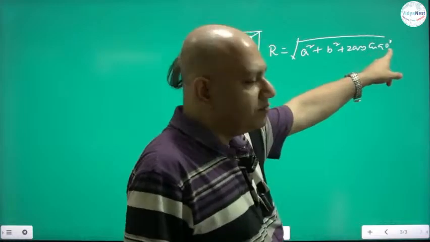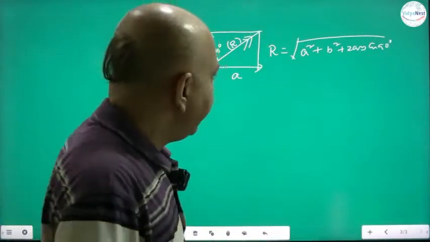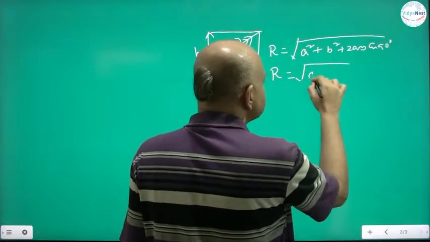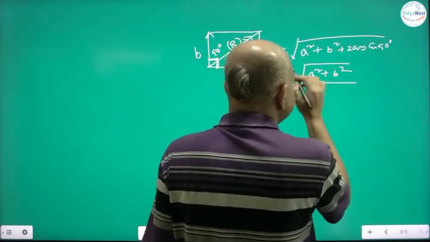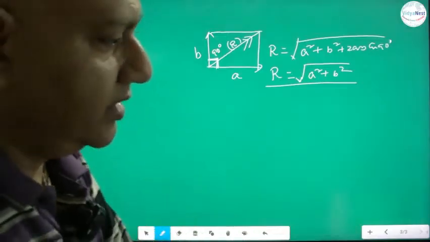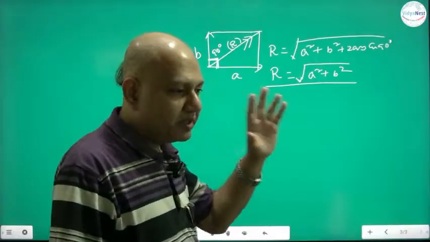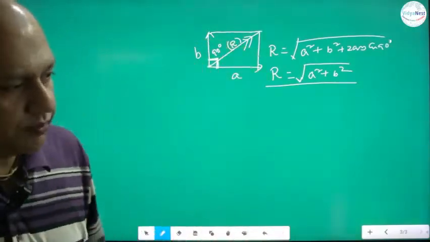What is the value of cos 90, Saurabh? 0. Right. So therefore r I can write as root over a square plus b square. Very good, very good. So just remember, these are some applications we have seen. We have to do these things.